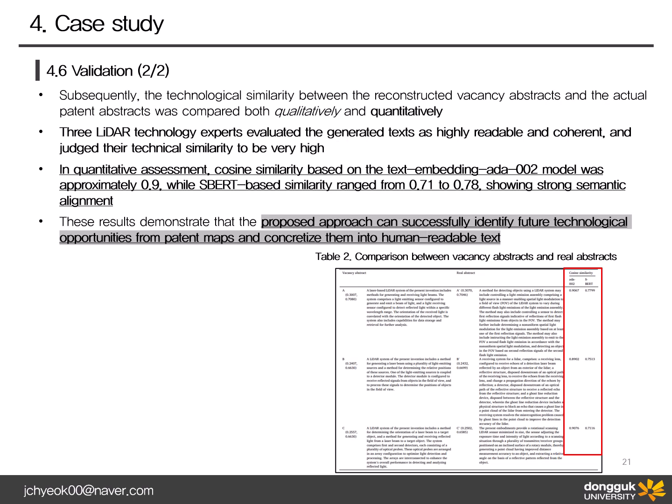Subsequently, the technological similarity between the reconstructed vacancy abstract and the actual patent abstract was compared both qualitatively and quantitatively.